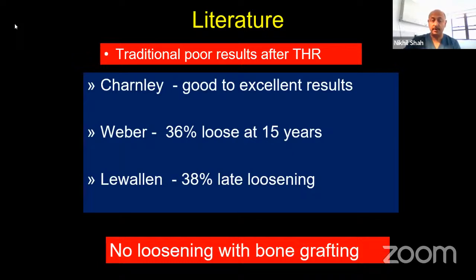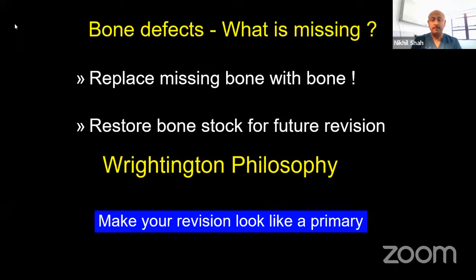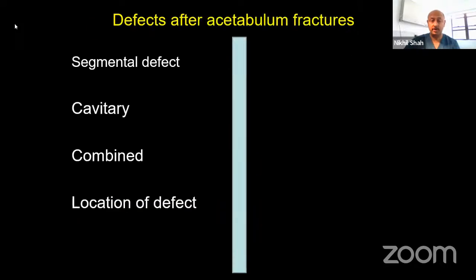What we do know from the literature is that if you can do bone grafting for the missing bone, then the results improve dramatically. So when you look at bone defects, the first question to ask is, what exactly is missing here? And what is missing is bone. So how do you replace bone? We don't believe in replacing bone with heavy metal. We like to replace bone with bone. And the purpose of this is many of these are younger patients. They will inevitably have future revision surgery. And the philosophy at Wrightington has always been to make your revision look like a primary, restore the bone, and prepare the bone for the next operation.